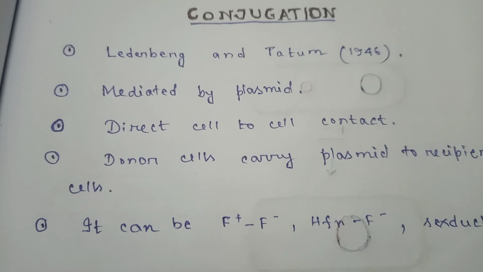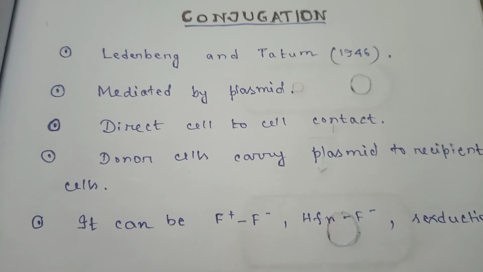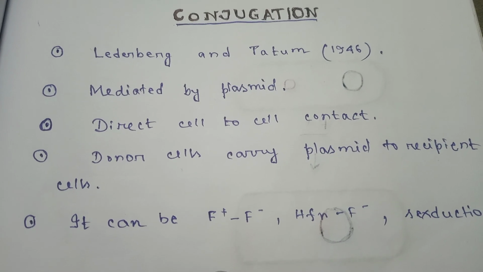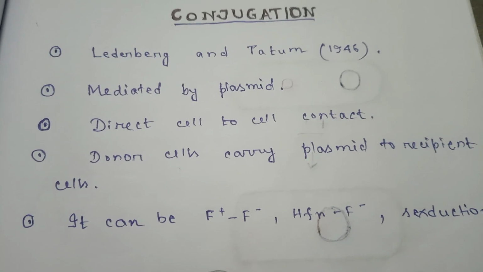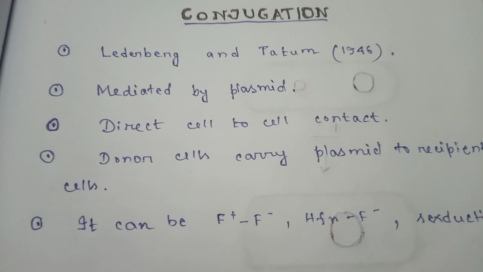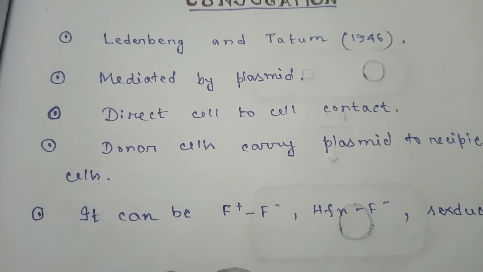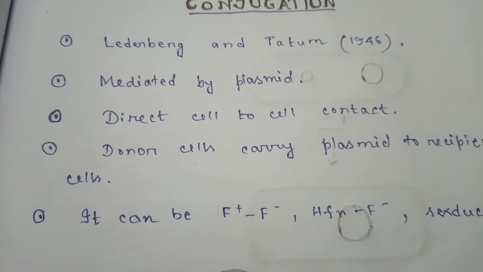And for gram positive, what happens? They come close and produce some sticky surface molecules. After that they can form the mating bridge. We will show one diagram of what the mating bridge looks like, and the copy of the F factor is transferred to the F minus.